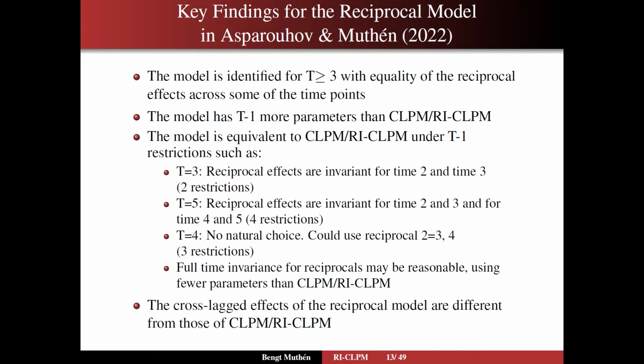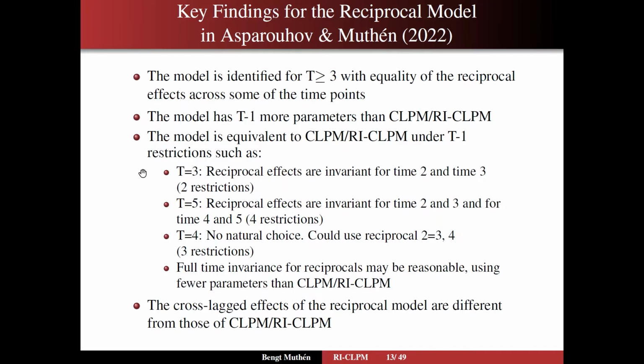Turning to slide 13, here are some key findings from the Sparrow-Mutian paper regarding what we call a reciprocal cross-lag panel model with or without random intercept. The model is identified for t equal to or greater than 3 time points with equality of the reciprocal effects across some of the time points at least. And the model has t minus 1 more parameters than the regular CLPM or RI-CLPM models. It's equivalent to those models if you add t minus 1 restrictions.